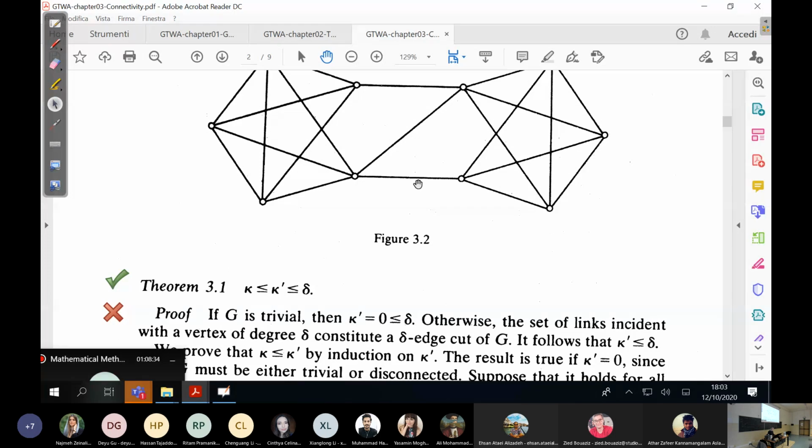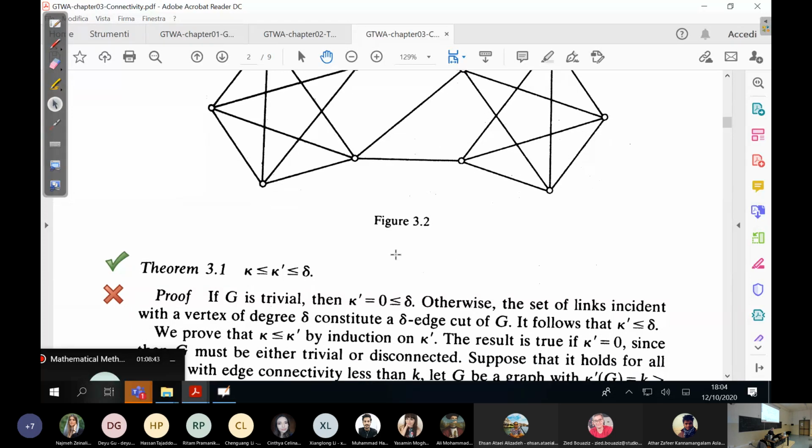So this is what we have. We'll have a look at this particular graph just to see what happens here, and then we will go on.